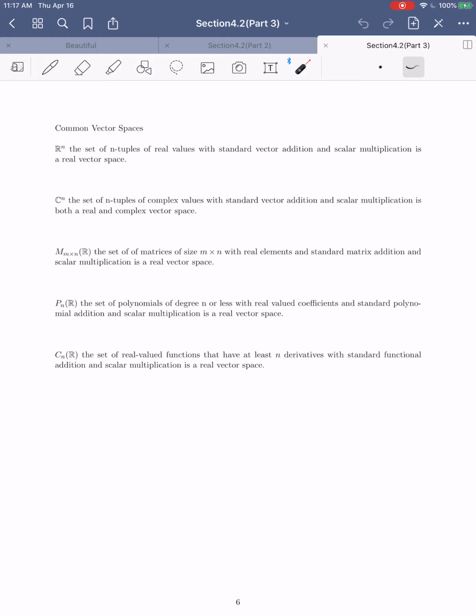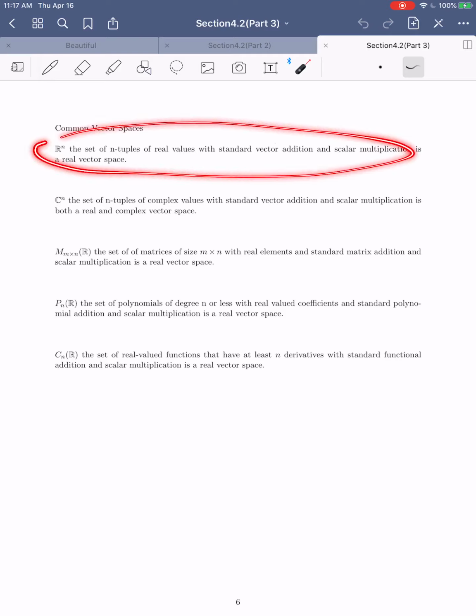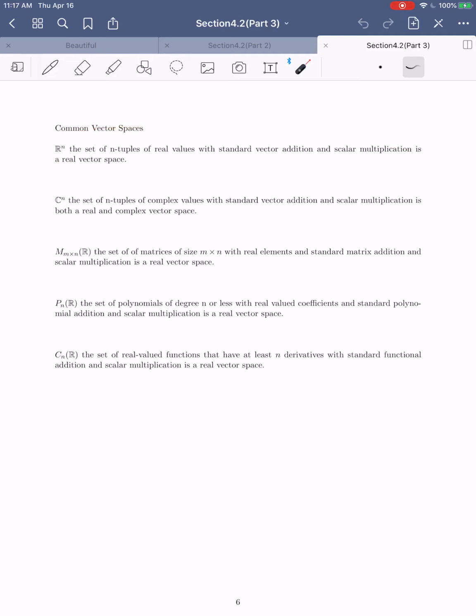So here are 5 common vector spaces that we'll encounter in our class, and after we've had this discussion, we're just going to assume that if we're ever working in one of these, we don't need to go through and reprove that they are vector spaces. We'll just take it as common knowledge that these are all vector spaces. So the first one here is the one that you probably are most familiar with. It's Rn. Rn is the set of n-tuples of real values with standard vector addition and standard scalar multiplication, and that is a real vector space, meaning that it is a vector space if you use your scalars to be the real numbers.